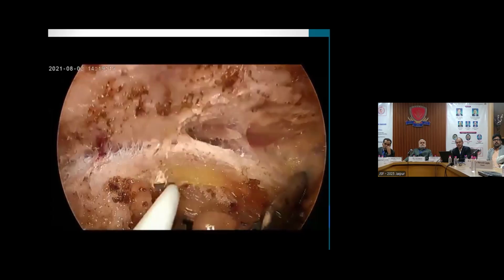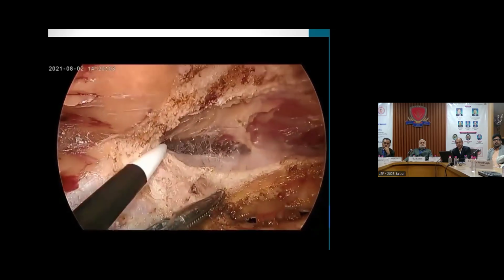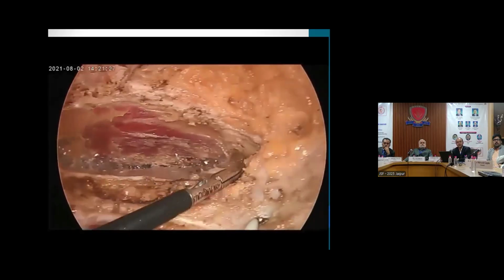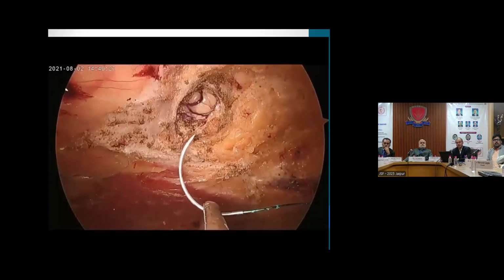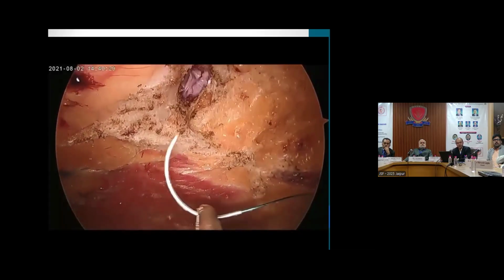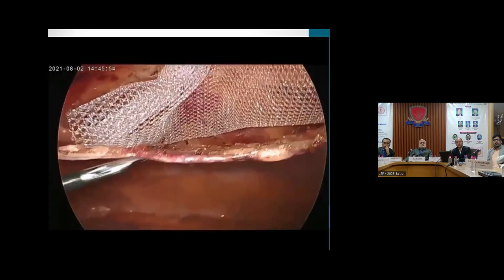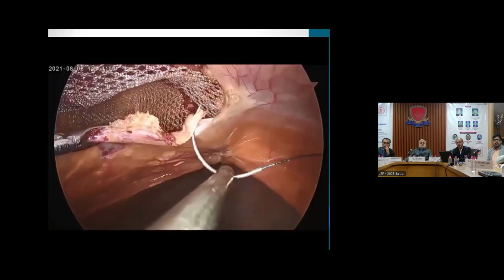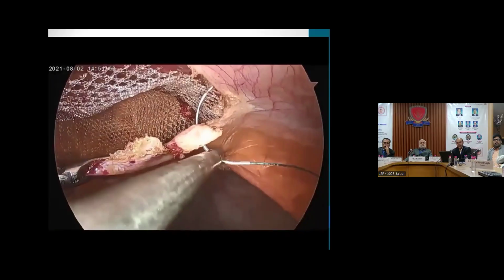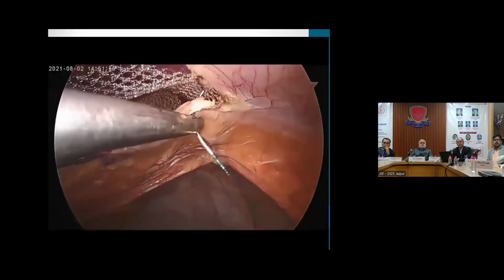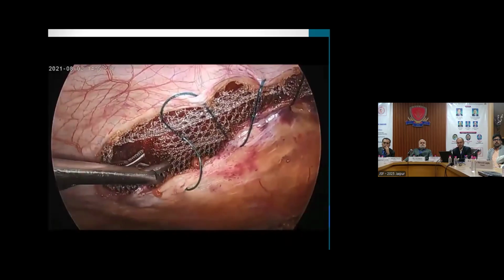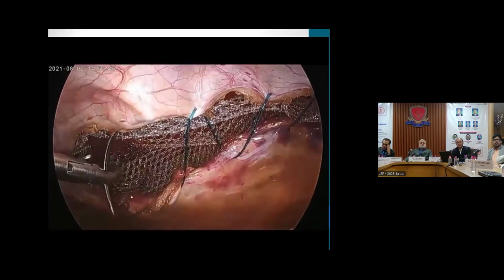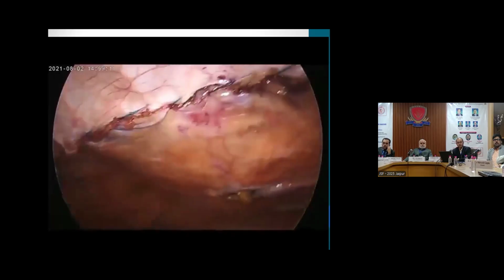Now we can see that we are entering onto the opposite side between the rectus muscle and the posterior rectus sheath, and this space is being created. So this is the retrorectus space where the meshes will be placed. Now we are closing the defect and we are placing a mesh in the retrorectus space. So this PSR complex is now closed by using a suture.